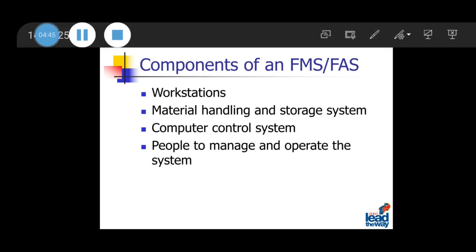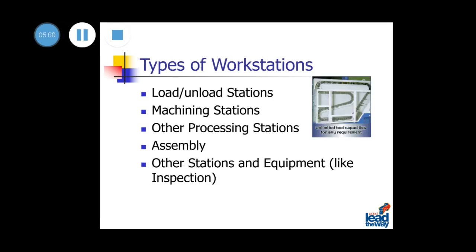Components of FMS include workstations or manufacturing cells, which we discussed already, a material handling and storage system, a computer control system, and people to manage and operate the entire system. Types of workstations may be loading or unloading stations, machining stations, processing stations, or assembly stations, and other stations and equipment like inspection and quality.